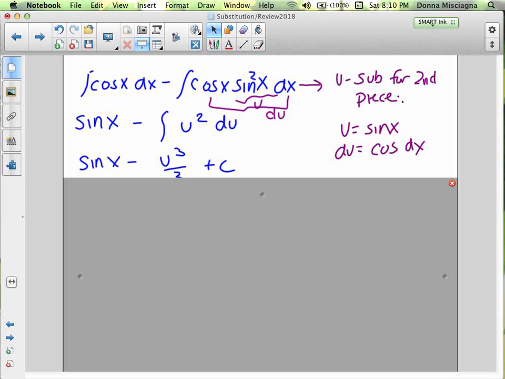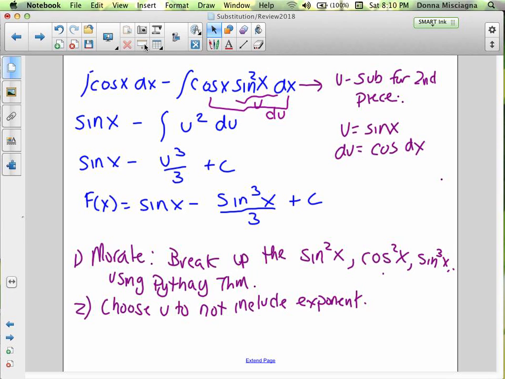So now we can undo the power rule. So we increase the exponent by 1, divide by the same thing, and don't forget plus c, because when we take the derivative, the constant gets lost. So now f of x is sine x minus, once we substitute back, sine x cubed divided by 3 plus c. So the moral here is break up the sine squared x, cosine squared x, sine cubed x, etc. using the Pythagorean theorem, and make sure you choose u to not include the exponent. Right? So that's my little moral in this one.